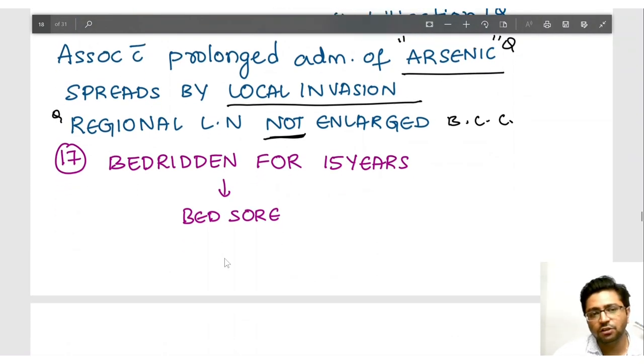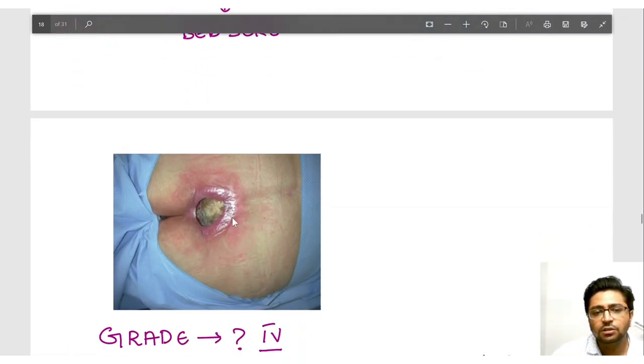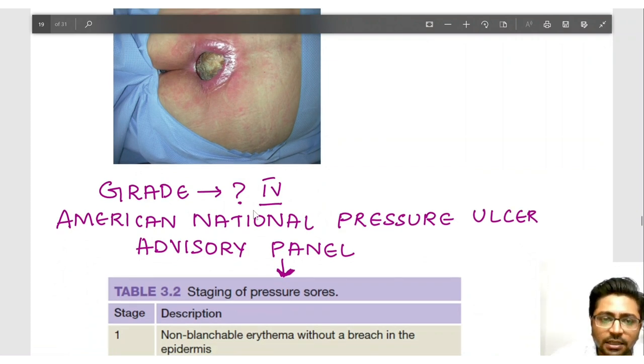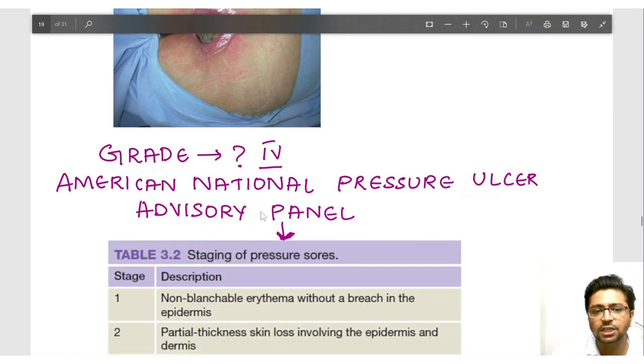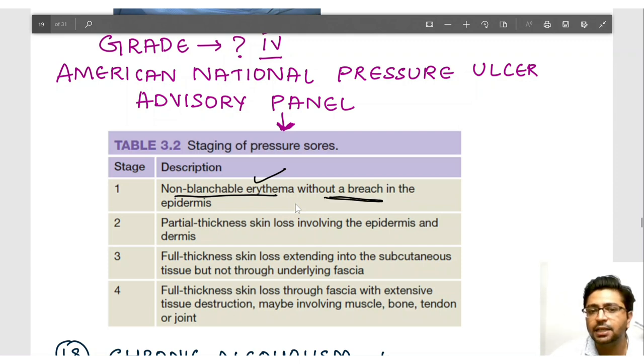Okay, the next question which was asked is, a patient bedridden for 15 years has a bed sore, so which grade is it? Grading is done by the American National Pressure Ulcer Advisory Panel classification. This is given in Bailey and Love. Stage 1 is non-blanchable erythema without a breach in the epidermis. There is no ulceration, there is just a non-blanchable erythema which is appreciated.